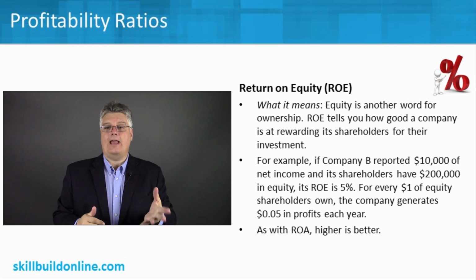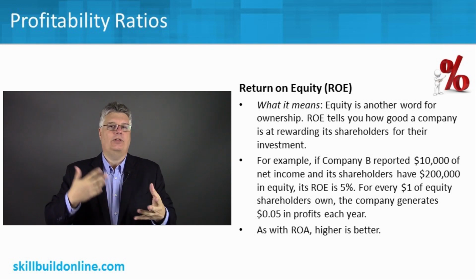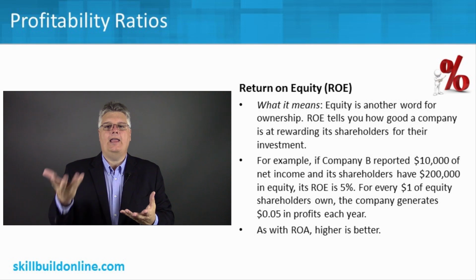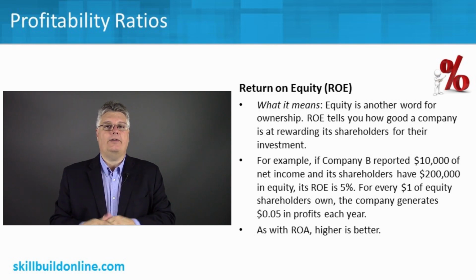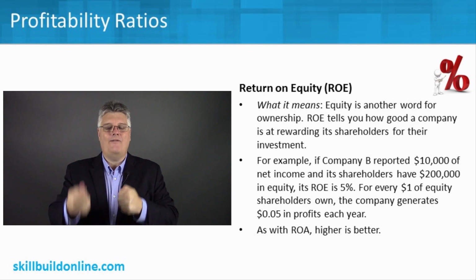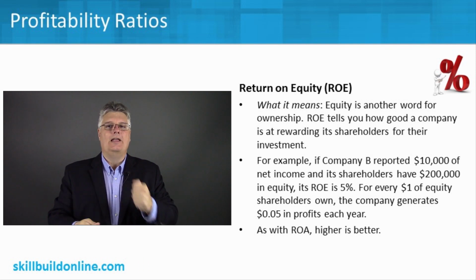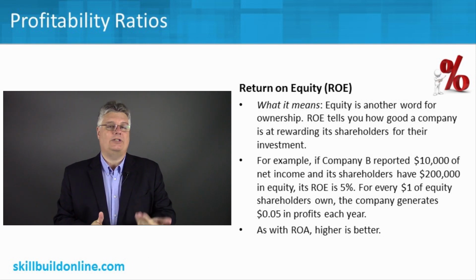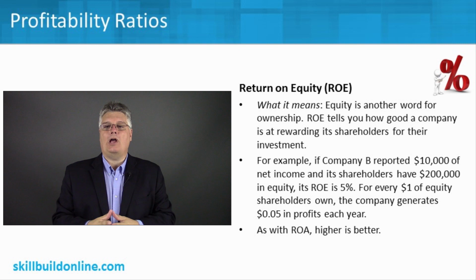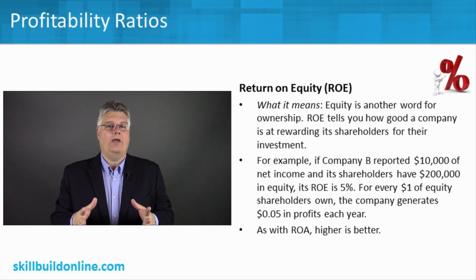So like return on assets, with return on equity, the higher the number, the better. If you're looking at two companies and one has a really high return on equity compared to the other, that is a good sign that they're giving you good net income and good earnings compared to the other company. So in terms of profitability, with ROE and ROA, return on equity and return on assets, the higher the number, the better.